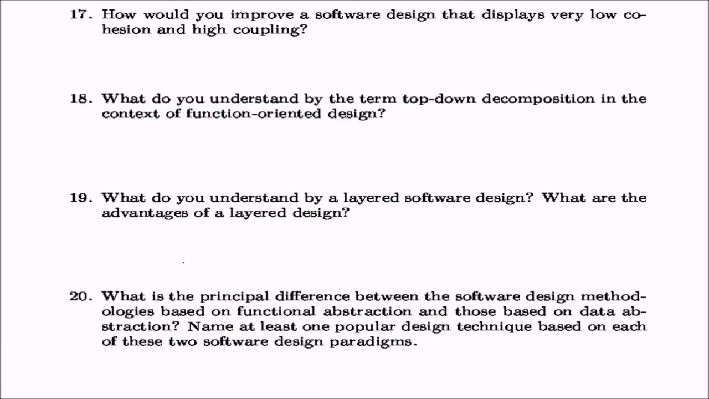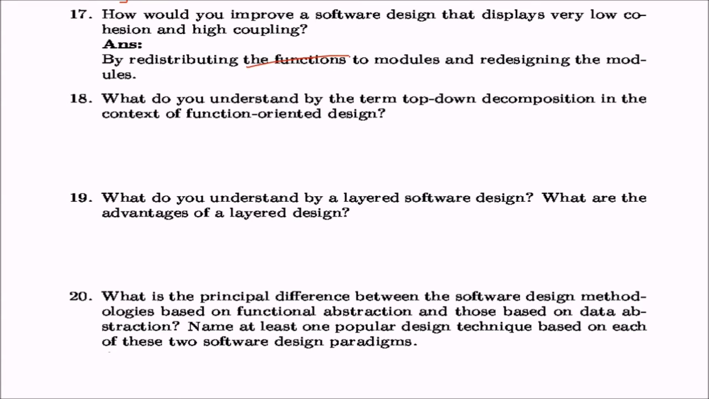Question 17 is how would you improve a software design that displays very low cohesion and high coupling? How are you going to do that? Just by distributing the functions to modules, you need to redesign the modules. The only option is redesigning.